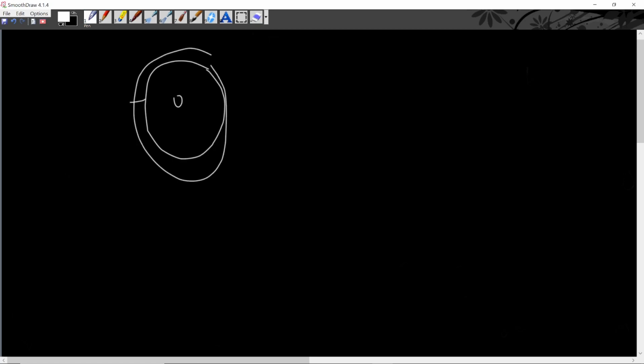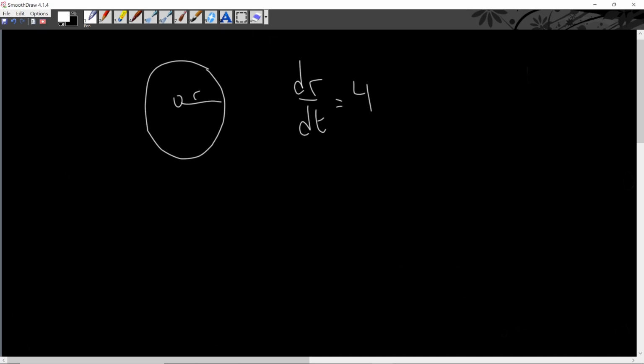So let's have one ripple that just extends outwards, right? And the radius increases at a constant rate. So let's call this r. Constant rate of 4 feet per second. How rapidly is the area increasing? So we have dr/dt, the rate of change of the radius with respect to time, and that is equal to 4 feet per second. Right, and now we have t equals 12 seconds, and we have to find dA/dt, or the change in area with respect to time.